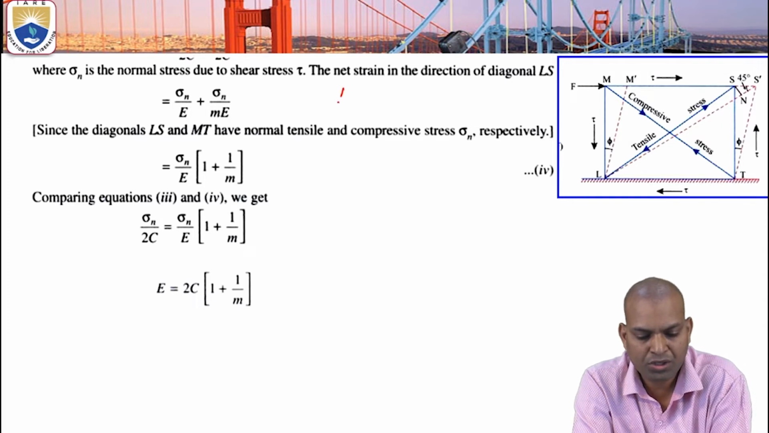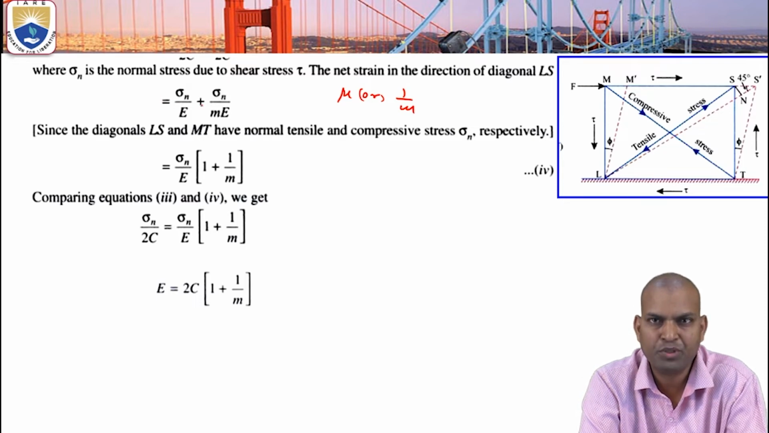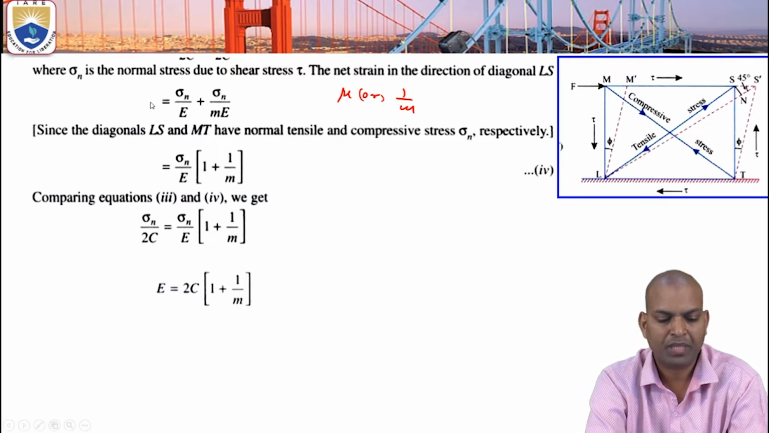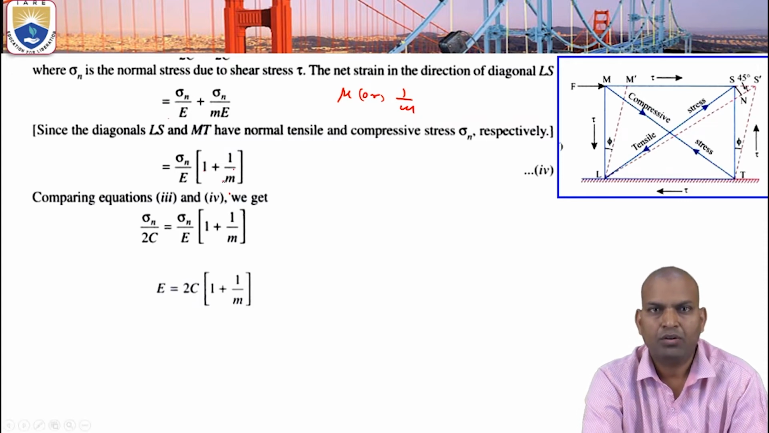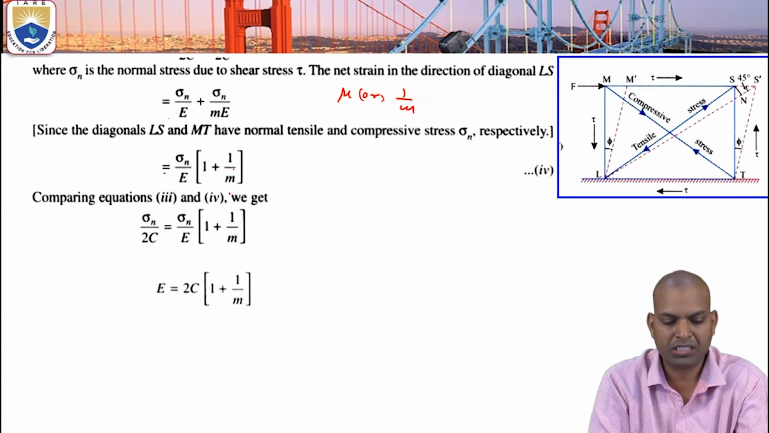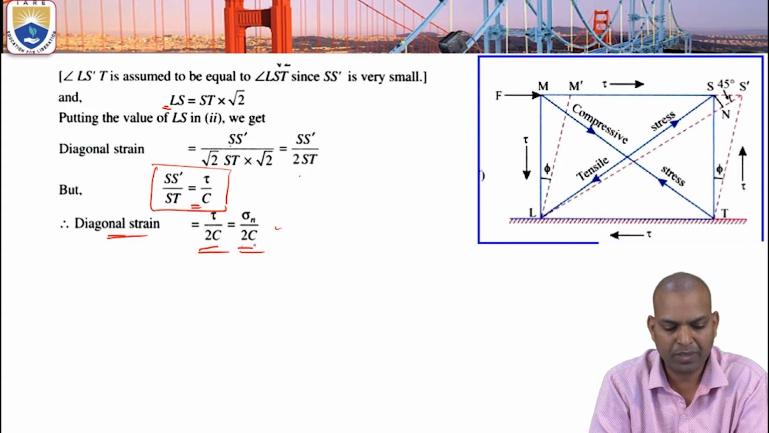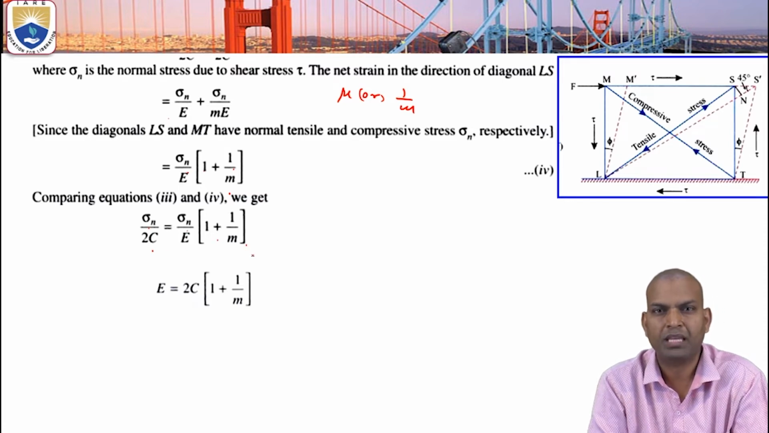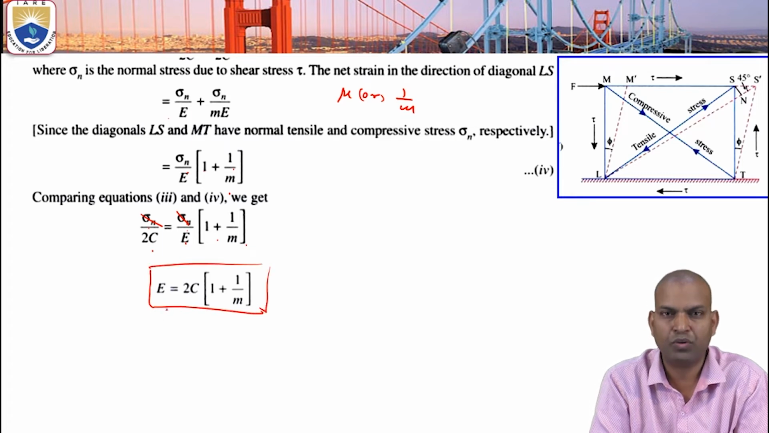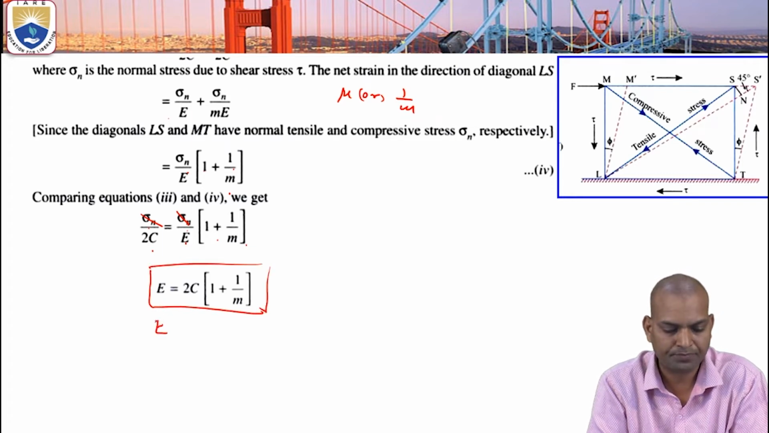Poisson's ratio is denoted by mu or 1 by m. So here, sigma n by E plus 1 by m times sigma n by E. Make sigma n by E common, then 1 plus 1 by m. Now comparing the equations, sigma n by 2C equals the diagonal strain, and the other equation is sigma n by E times 1 plus 1 by m. Cancel sigma n on both sides. From this equation, E equals 2C times 1 plus mu, or 1 plus 1 by m.